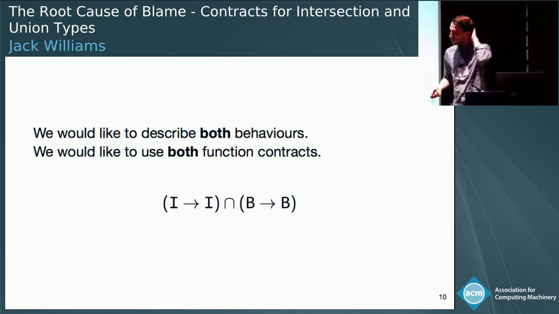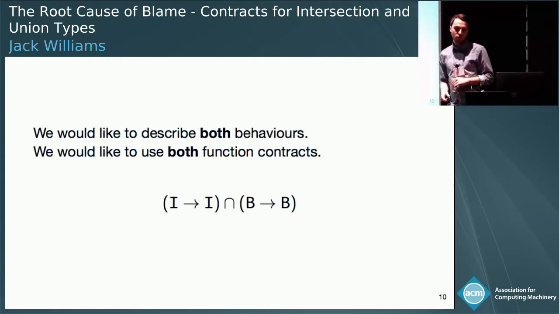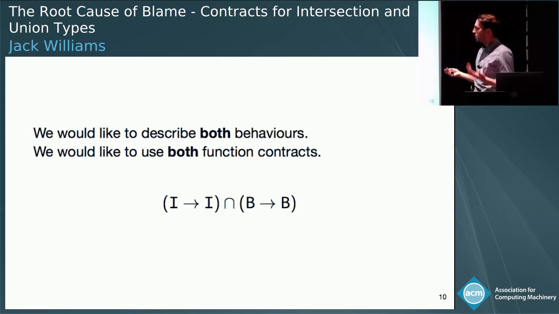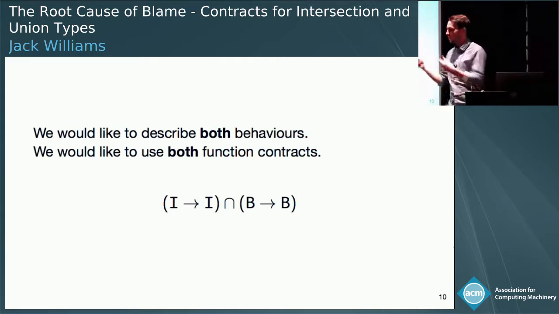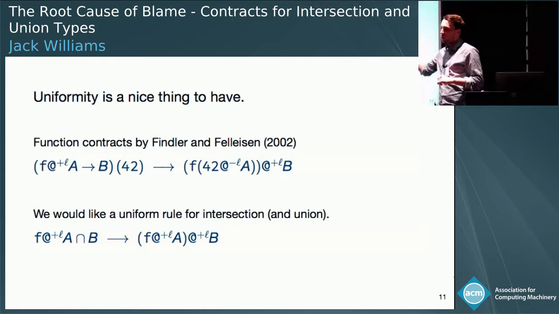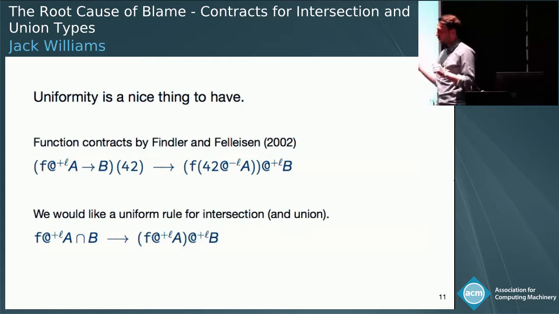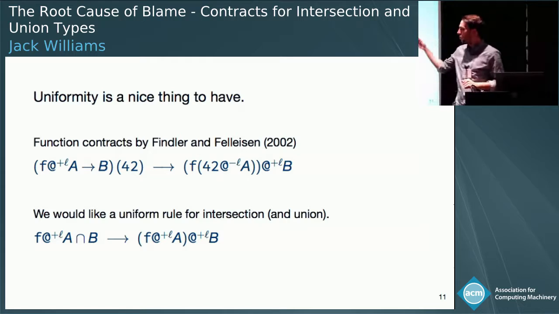So that's where the intersection comes in. We say this function is a function from int to int, and it's a function from bool to bool. But when we think about how to monitor these contracts and do the runtime checking, we have these rules, and we think that having uniformity in these rules is a nice property. By uniformity, I mean when you decompose the contract, for instance this function contract, I don't really care what A and B are. I don't want to peek inside A and B. I just want to look at the outermost contract operator.